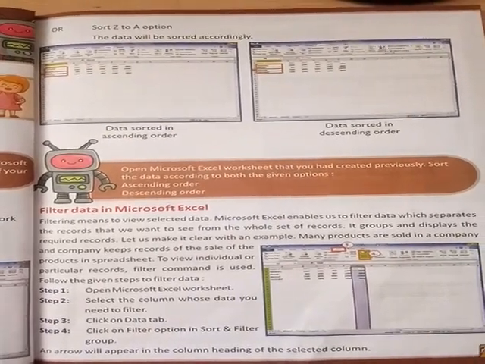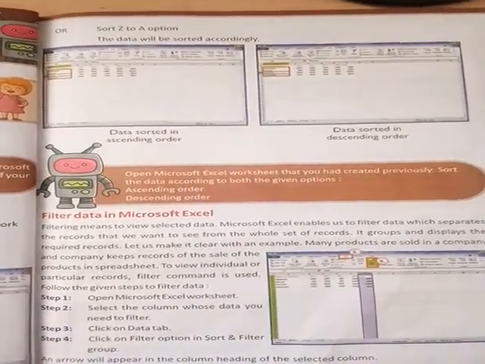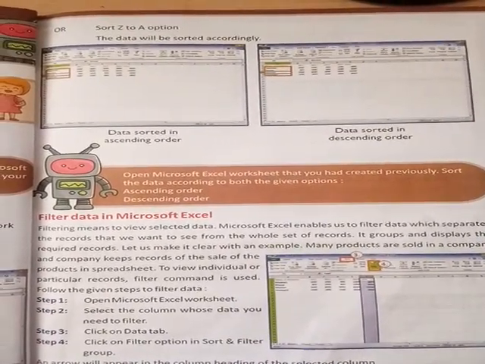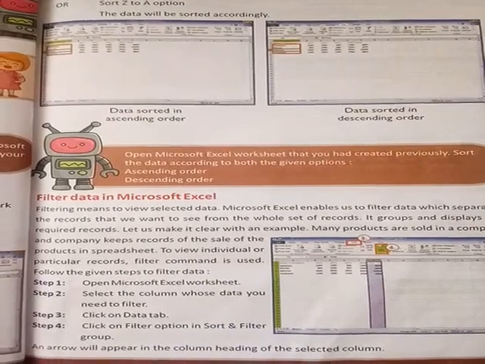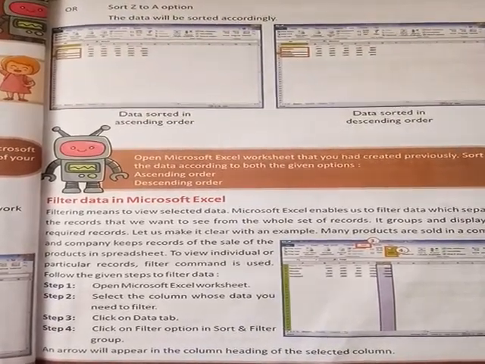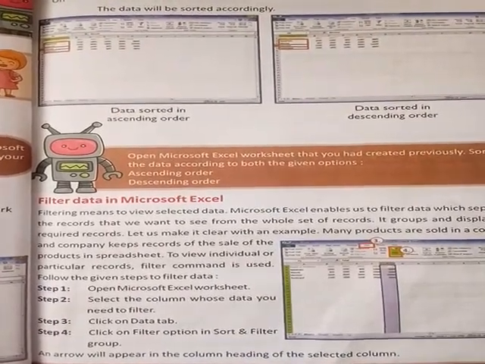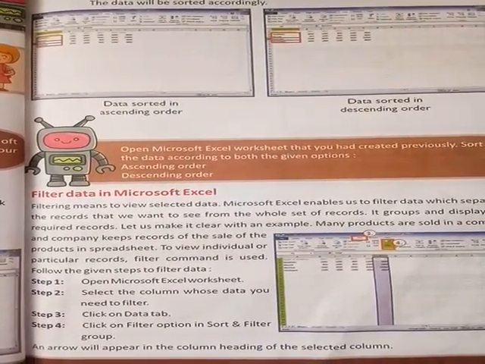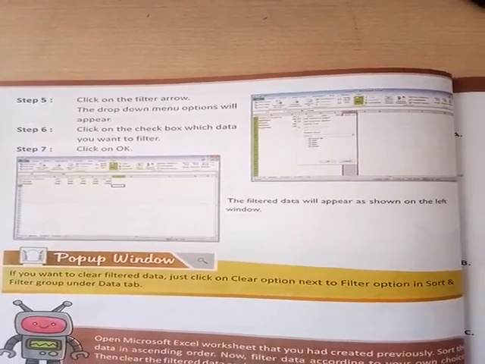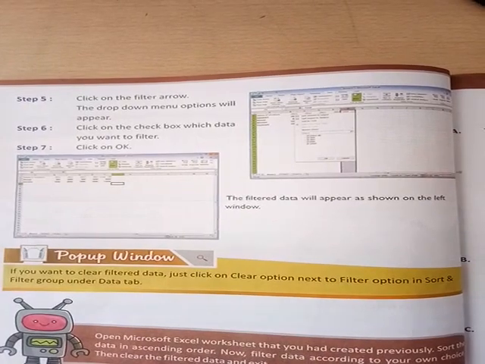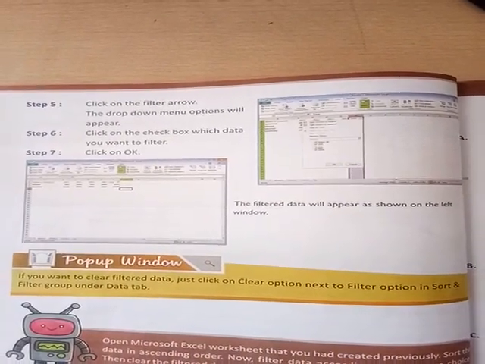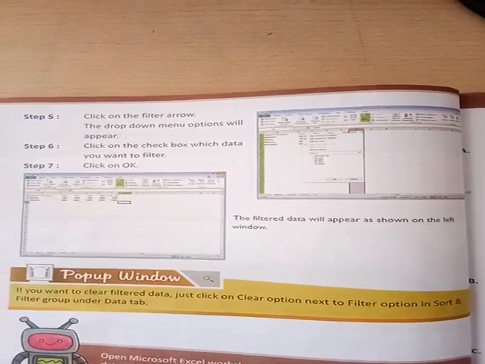Step first, open Microsoft Excel worksheet. Step 2, select the column whose data you need to filter. Step third, click on data tab. Step 4, click on filter option in sort and filter group. An arrow will appear in the column heading of the selected column. Step 5, click on filter arrow. The drop down menu options will appear. Step 6, click on the check box of the data you want to filter. Step 7, click on OK.